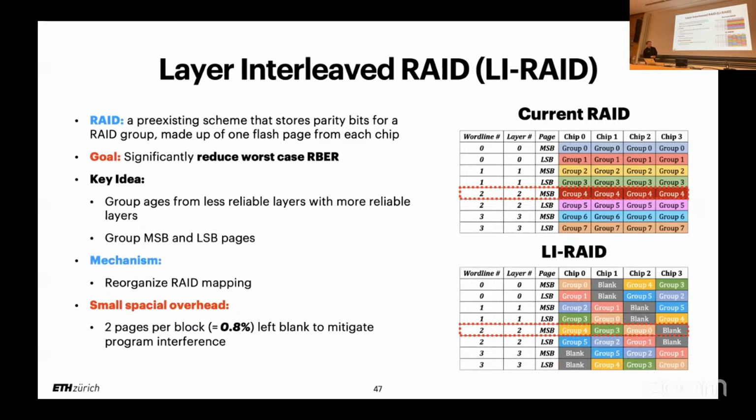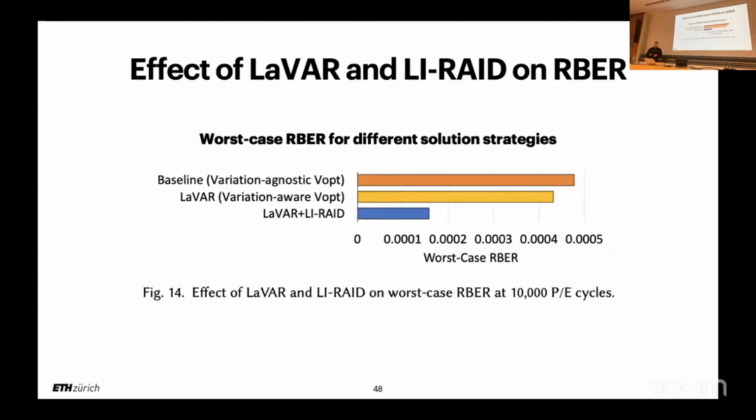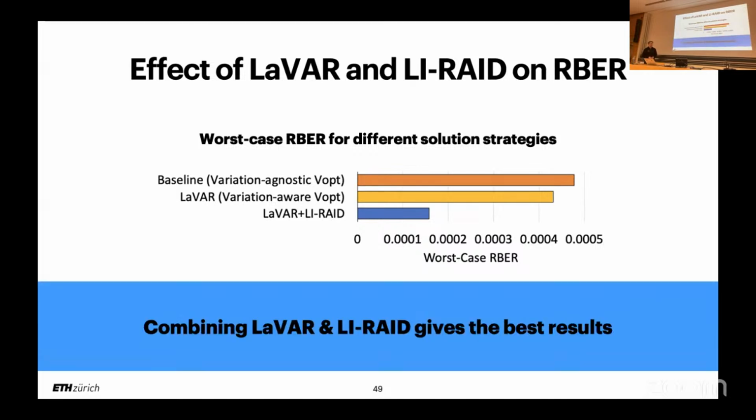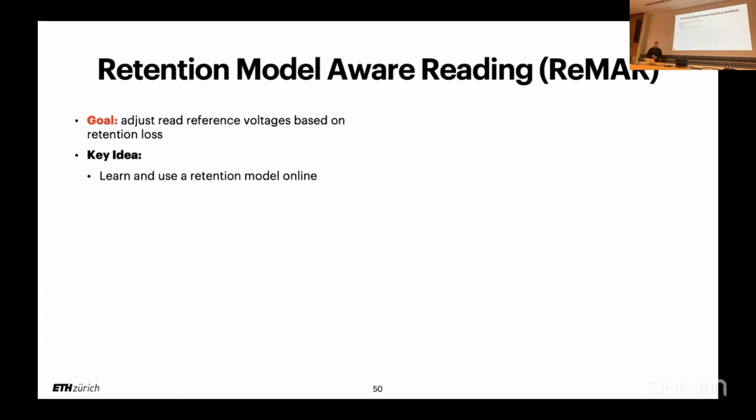Yeah, and so the way we do this is we change the mapping in this chart here, and we incur a small spatial overhead because we have to have some blank pages. And so what can we gain from combining these two methods? Well, compared to the baseline, which is just, again, the variation agnostic VOPT, we can see that using LaVar and RAID, we basically significantly outperform the baseline. And this is the main takeaway from this slide.